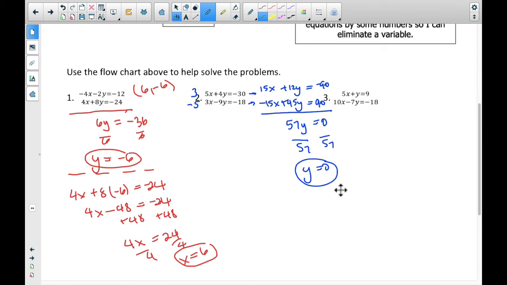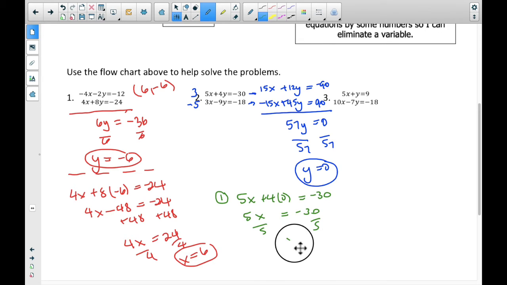I have my y. I need to find my x. I'm going to plug into the top equation and get 5x plus 4 times 0 is equal to -30. That is 5x equals -30. Divide by 5, and x is -6. So the answer should be -6, 0.